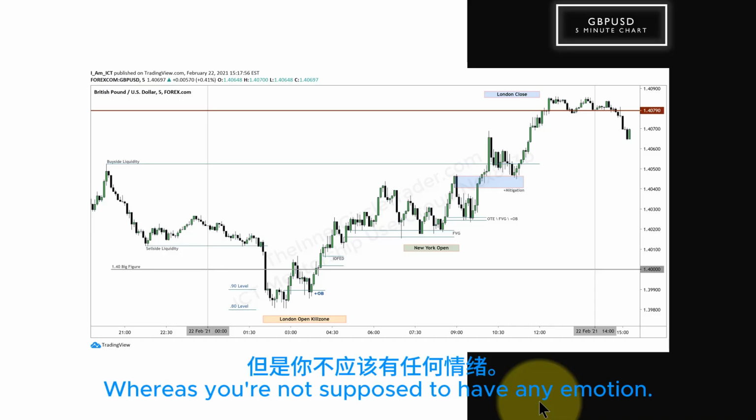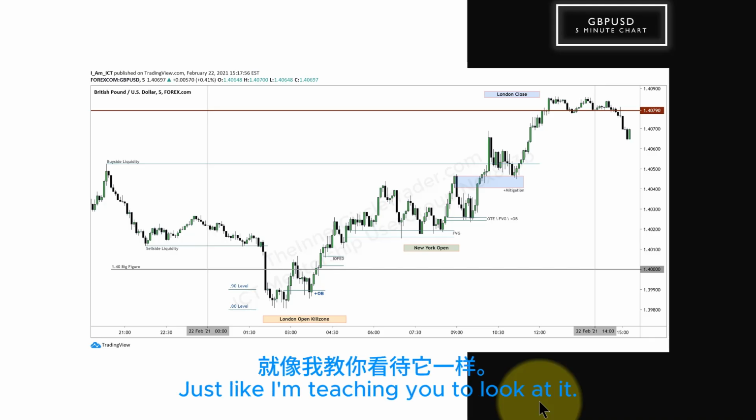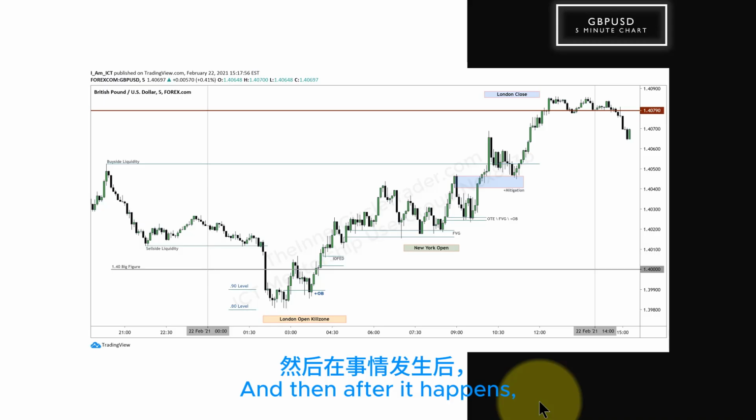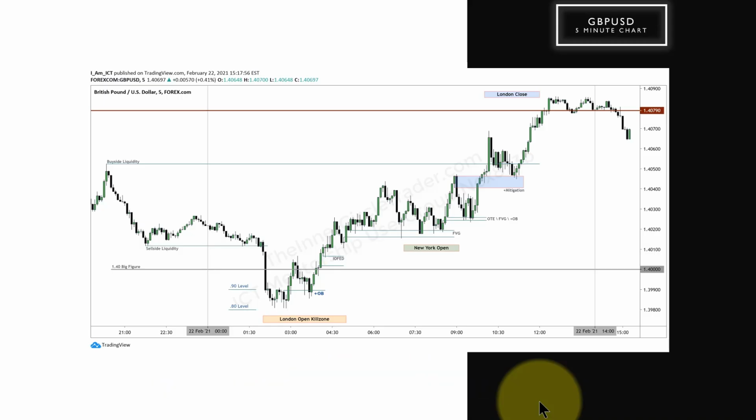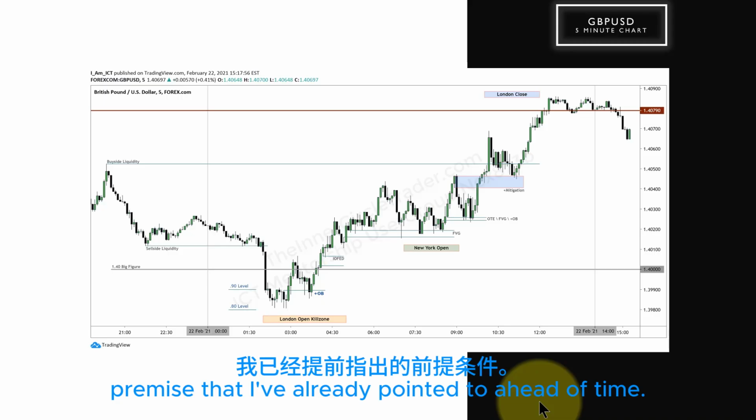Whereas you're not supposed to have any emotion. You're supposed to watch this stuff just like I'm teaching you to look at it. You don't care what the outcome is. And then after it happens, you go back and look at the data. What does the data show? That these turning points are occurring at specific times of the day within an underlying premise that I've already pointed to ahead of time.